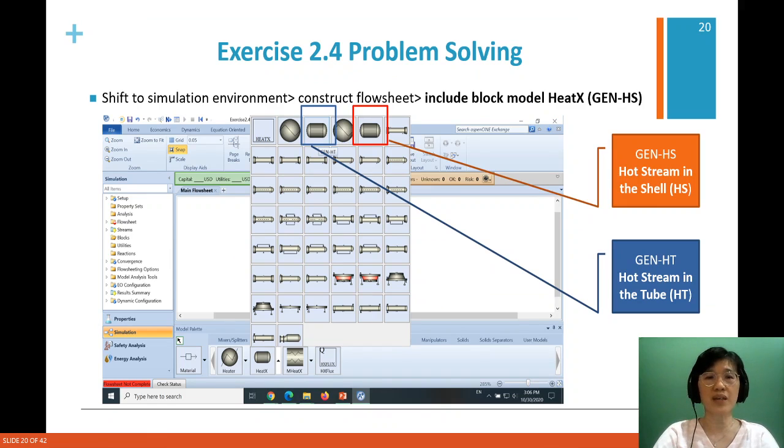So as usual, you have to first list down all the chemical components, and then select the property method under the Properties tab, and after that shift to the simulation environment. So this is the simulation environment here.